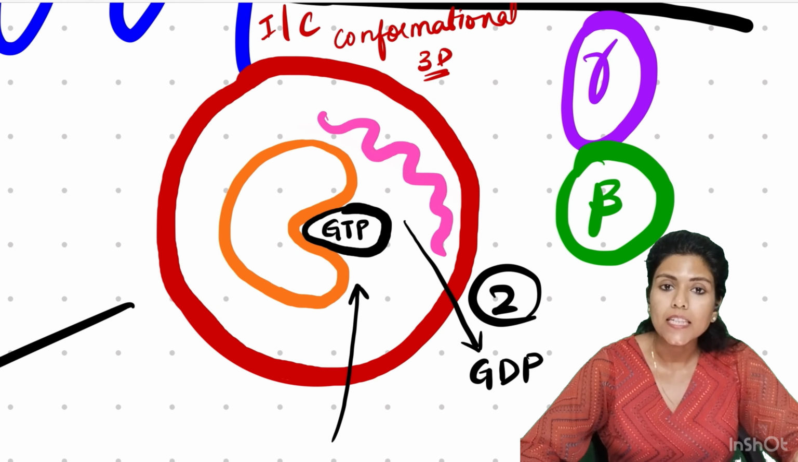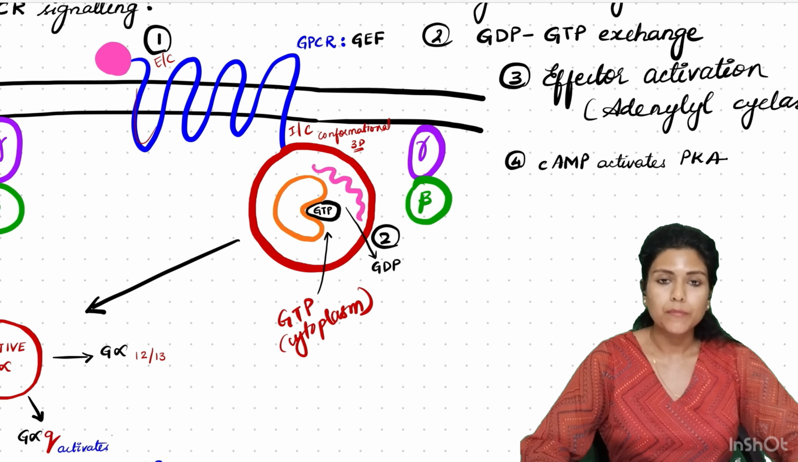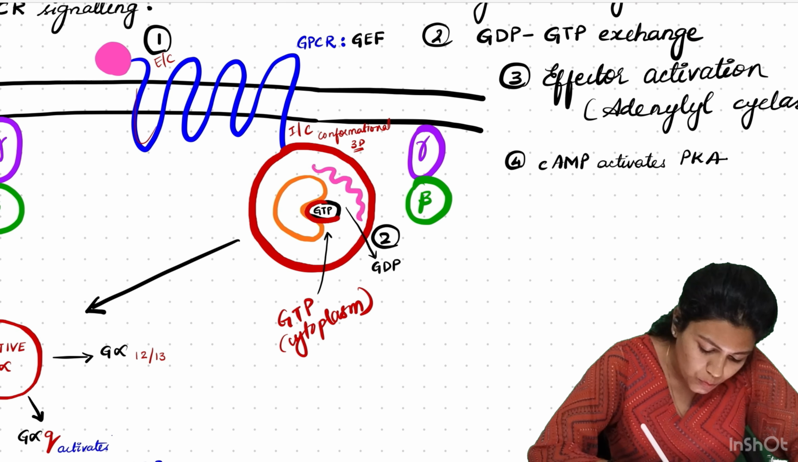That means GDP is out, and GTP, guanosine triphosphate, is abundantly present in the cytoplasm. GTP abundantly present in the cytoplasm will diffuse into the alpha subunit and sit inside the groove of the GTPase domain. Whenever this GTP is bound here, this alpha subunit is called active. It is an active G alpha subunit. The GTP bound alpha subunit is said to be in the active form.